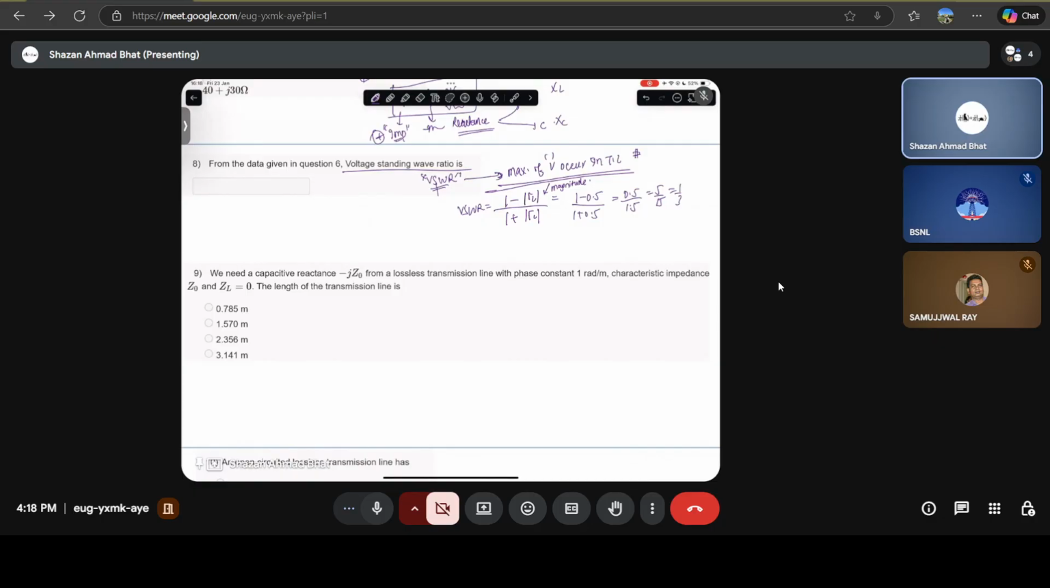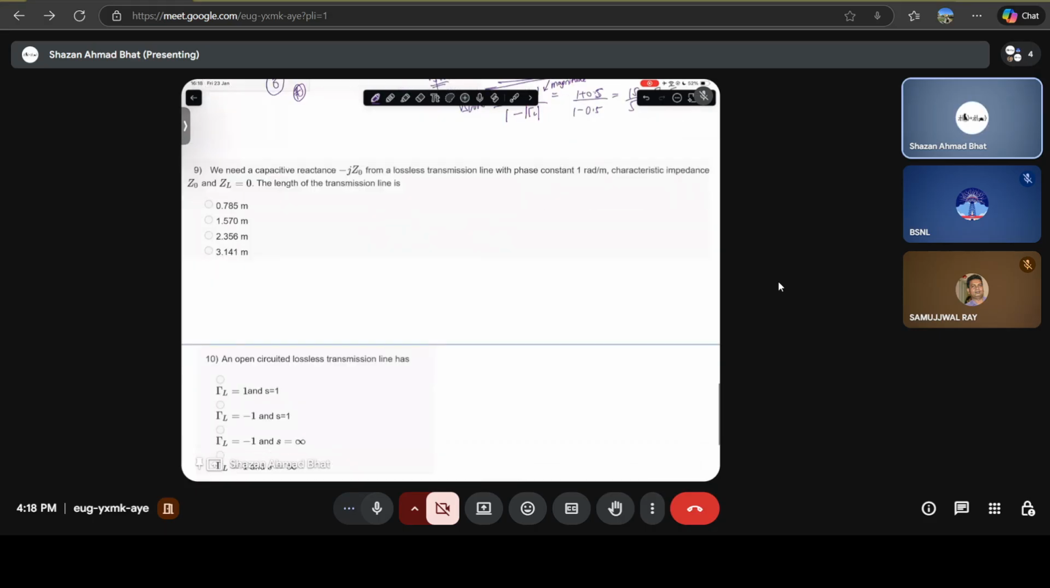Did I mess up? I guess this is plus, this is plus, this is minus. So this should be 1 plus 0.5 over 1 minus 0.5. So this is 15 over 5. So this is exactly 3, the voltage standing wave ratio.